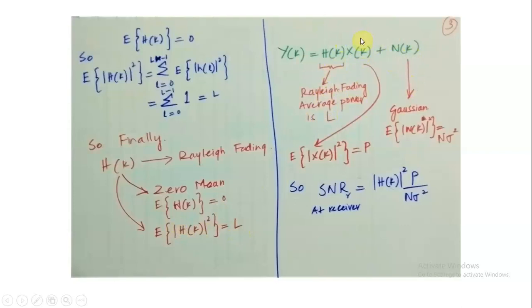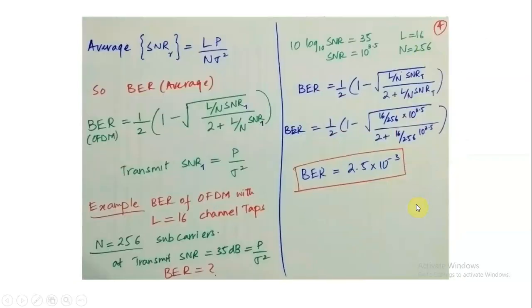And xk has expected value equal to the total power P distributed among all symbols across all subcarriers, and wk is Gaussian. The expected value of wk absolute value square would be equal to n sigma square that we calculated before. So the received SNR, or the average SNR at the receiver, would be equal to hk absolute value square into P over n sigma square. So this is the average SNR, L P over n sigma square, in which P over sigma square is basically the transmit SNR.